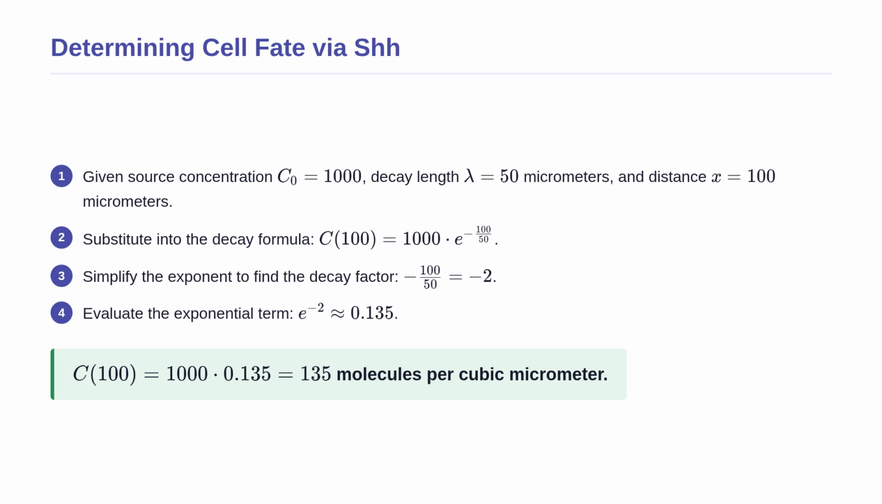We substitute our values into the formula. The exponent becomes negative 100 divided by 50, which simplifies to negative 2. The constant e raised to the power of negative 2 gives a decay factor of roughly 0.135. Multiplying this by our initial 1,000 gives a final answer of 135 molecules. Because 135 is greater than the threshold, this cell will successfully transform into a motor neuron.